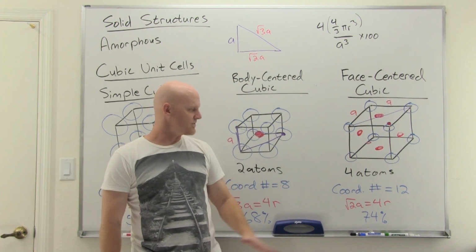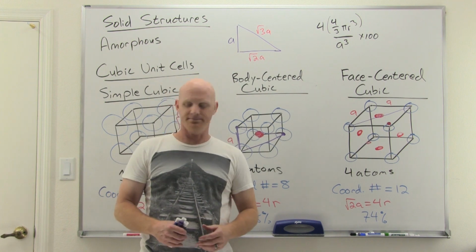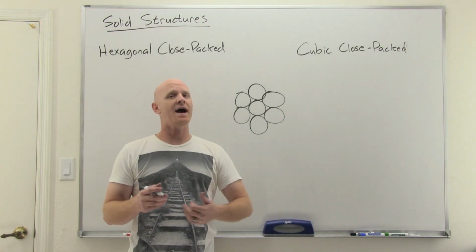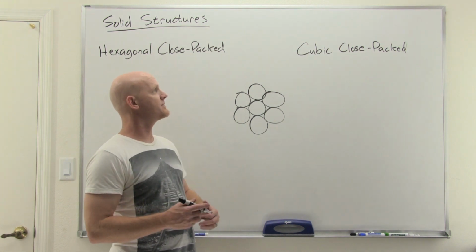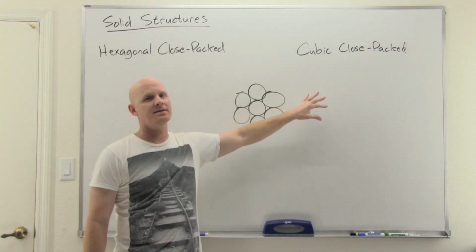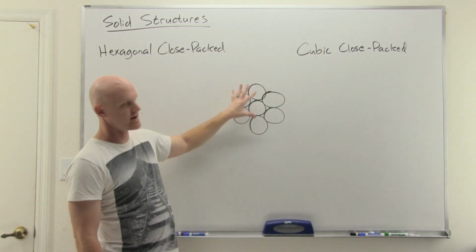That's something worth memorizing, but the numbers themselves, not super important. All right, now we've got to spend a little bit of time talking about what's called the close packing of spheres, a couple other different solid state structures, and there's 2 types here, hexagonal close packed and cubic close packed, and they're all based on this kind of base structure.